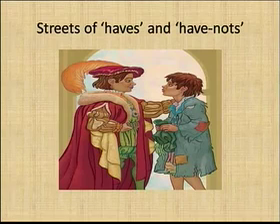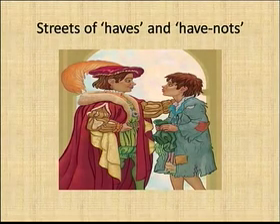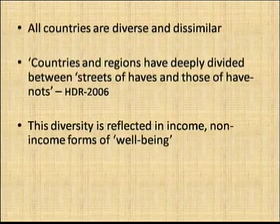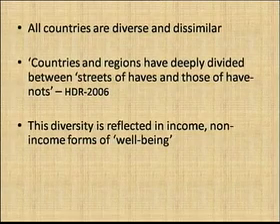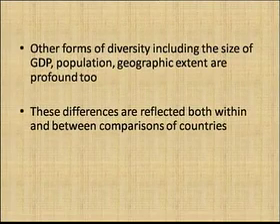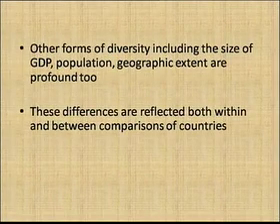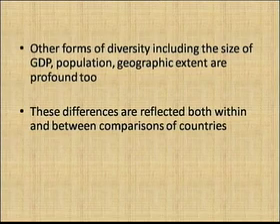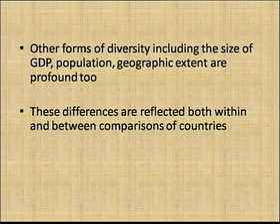So this diversity of haves and have-nots can be seen in terms of income or non-income forms of social well-being. There are other forms of diversity. For instance, country A would be different from country B in terms of the size of GDP, its wealth, its population, its geographic extent, and other concerns depending on the security or insecurity or the standing in the UN and other organizations. So this diversity is visible when you map the countries in a particular mechanism.